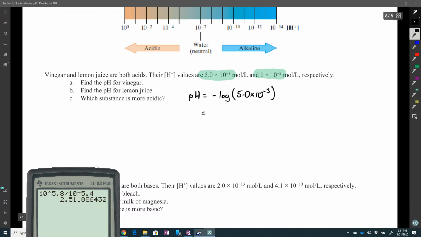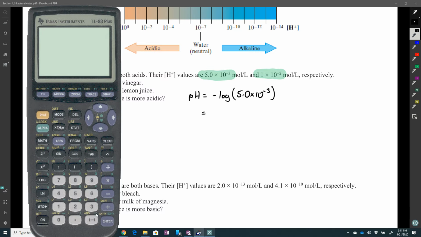So for this one, I'm just going to go ahead and type it in the calculator. I have negative log of 5 times 10 raised to the negative 3. And so we get 2.301. Okay, so that's for A.